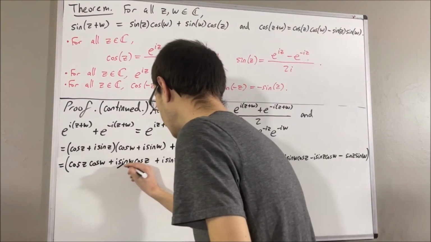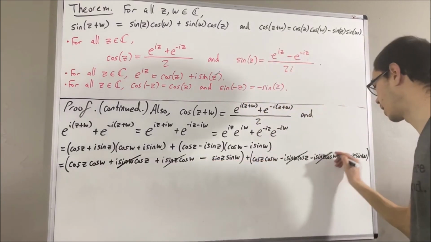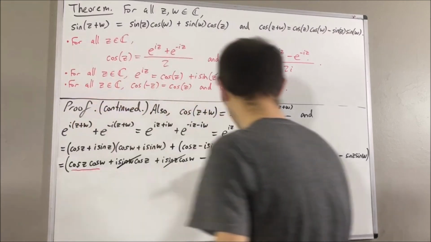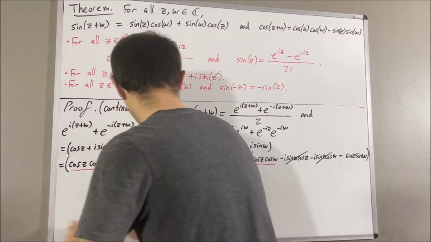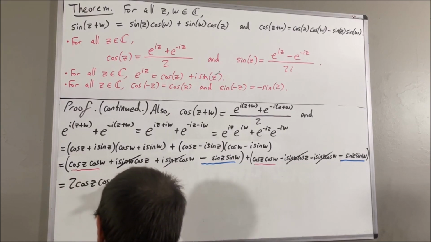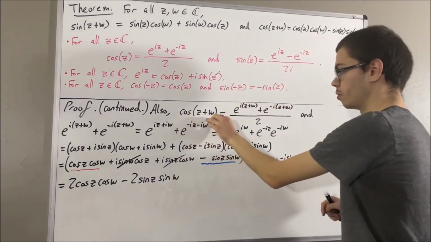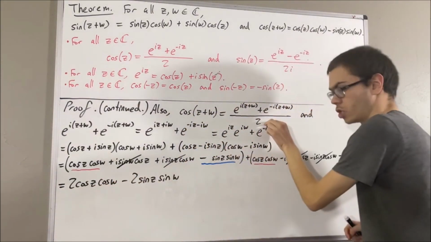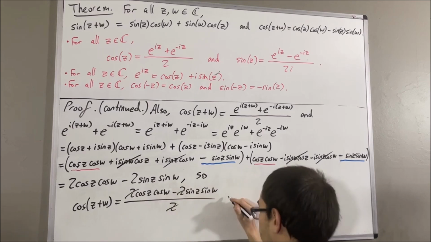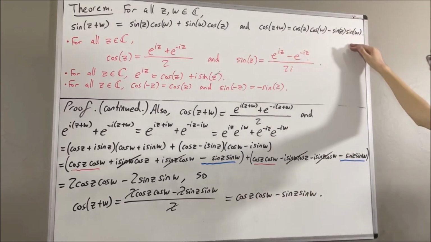First of all, i sine w cosine z cancels out. i sine z cosine w cancels out. We also see that cosine z cosine w combines together, and minus sine z sine w combines together. So we get this. And now we see that cosine of z plus w is just equal to this over 2. And we know that the 2's cancel out, so we are left with this. So we have proven the cosine addition formula.